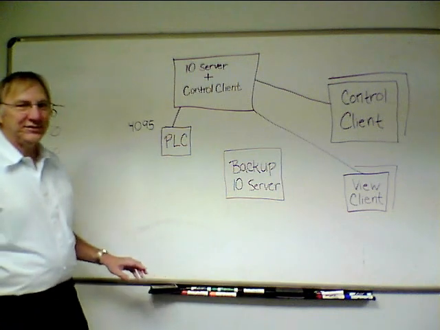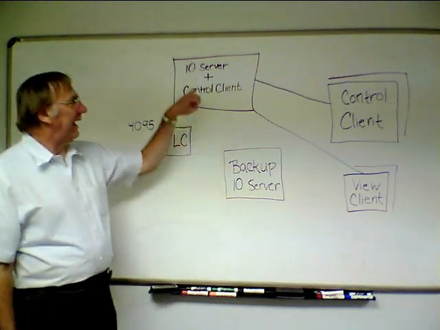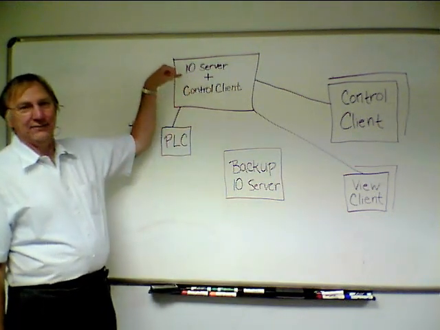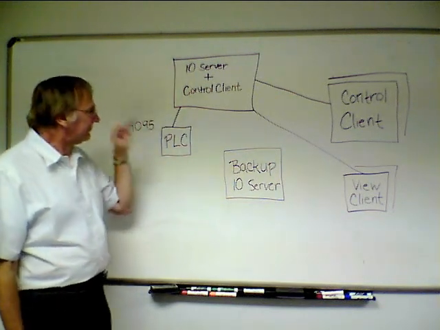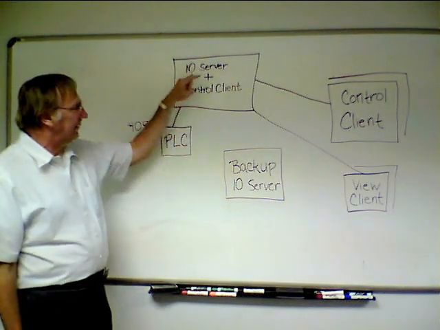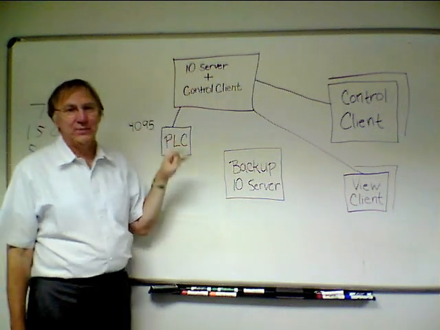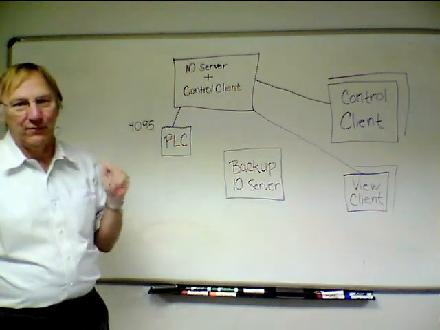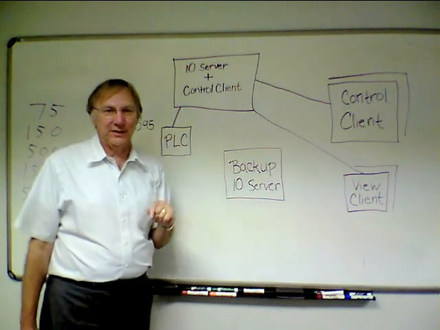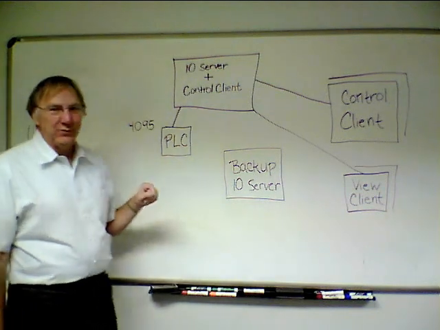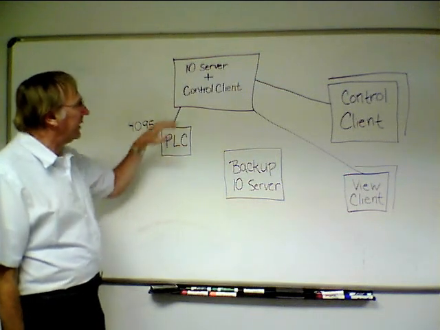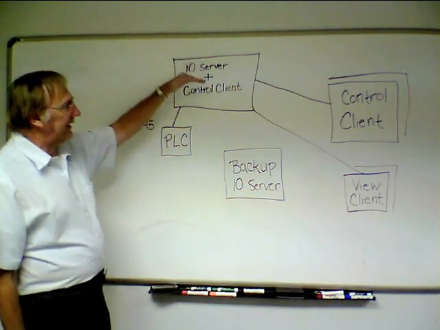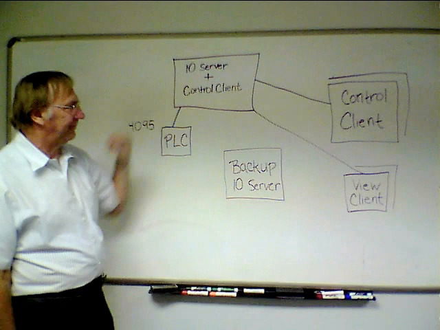All CitectSCADA systems that ever exist have to have one thing. They have to have an I/O server and a control client. The I/O server's mission is to talk to the PLC. CitectSCADA can talk to up to 4,095 PLCs simultaneously. No one, of course, has ever built a system that big, but the capability is there. All the I/O servers contain an embedded control client.